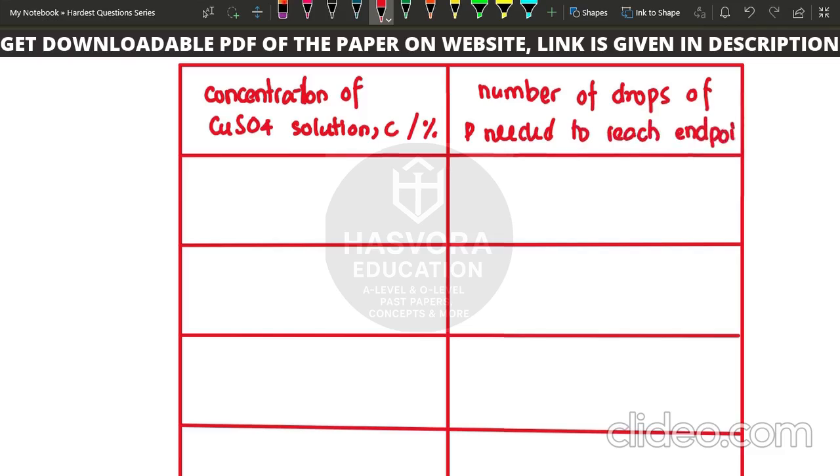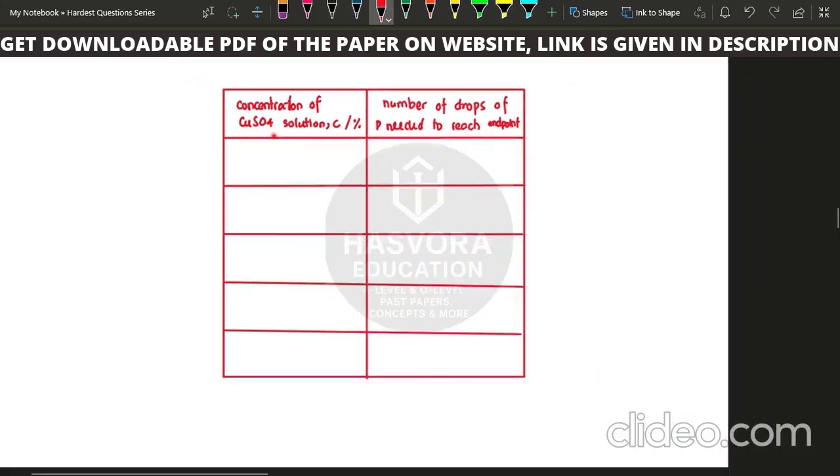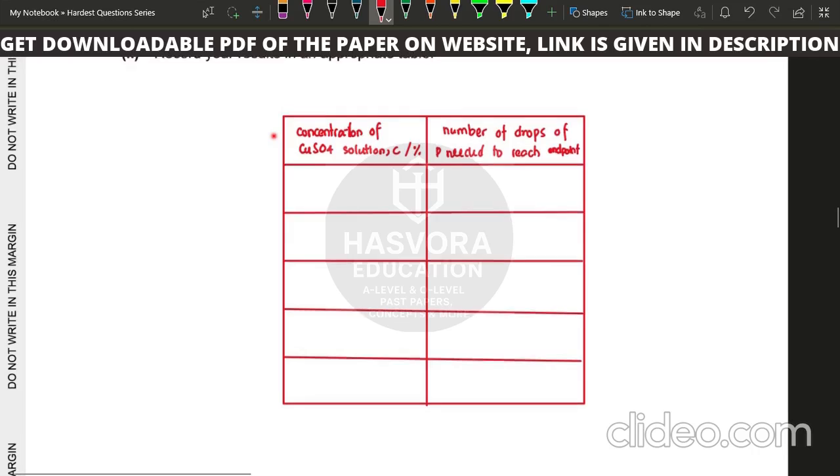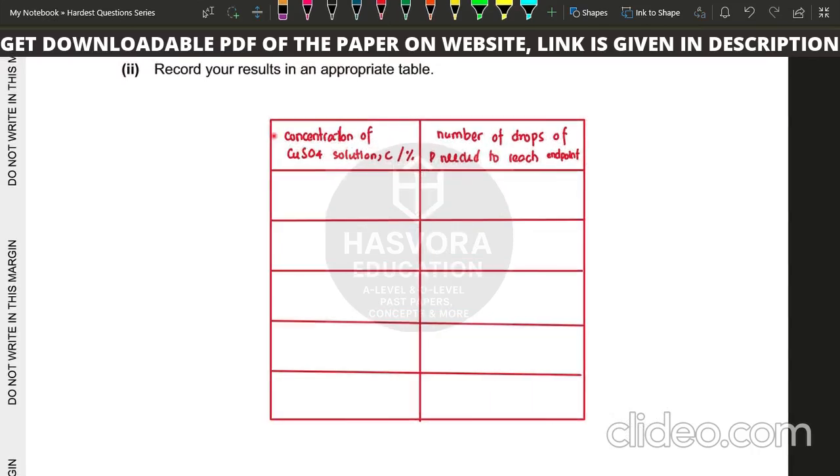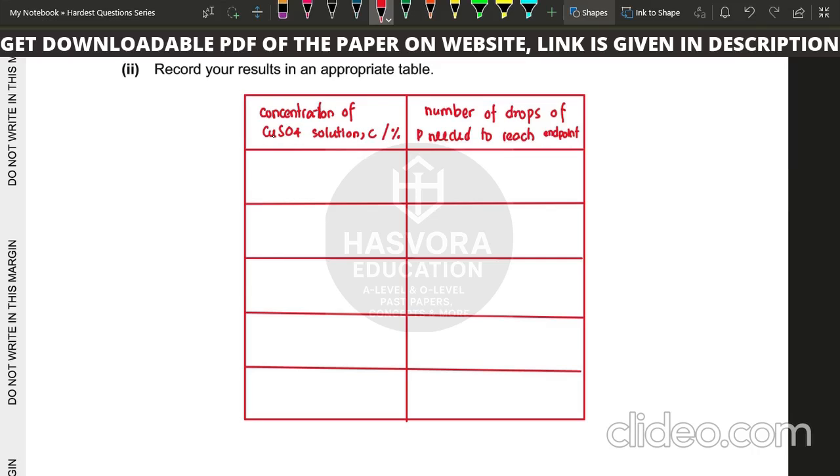Okay, so this will be your heading for this one. Now how we start with the concentration. In the first column, you will be writing the concentration, and your concentration should always be in ascending order. What do I mean by ascending order? As you go down, it will increase. It will increase as you go down the table.